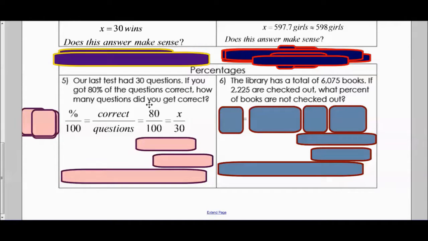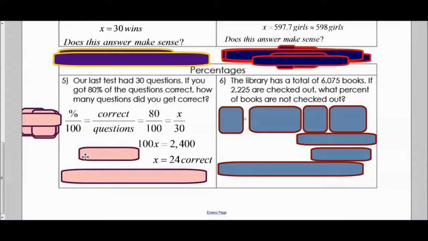Start off the same way. We cross multiply. 2,400 equals 100x. Our last step is dividing by this 100 on both sides. That gives us 24 correct. That makes sense. 24 out of 30 would give us 0.8 or that 80%.